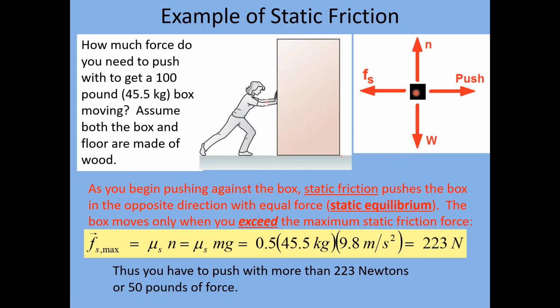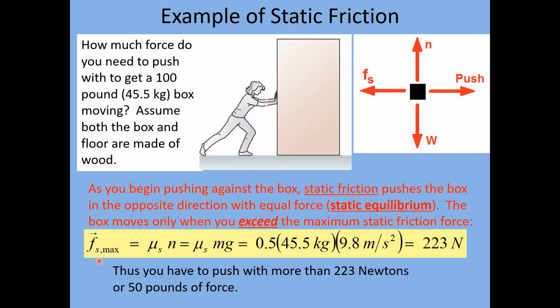So again, here's our free body diagram. It's the same as the last problem. We have the push to the right, the static friction force back to the left, opposing. We have weight down and normal force up. So as you begin pushing against the box, static friction pushes the box in the opposite direction with equal force because we're in static equilibrium, right? So if you're pushing with 50 newtons and it's not moving, that means the static friction force must be 50 newtons as well, pointing in the other direction. The box only moves when you exceed the maximum static friction force.